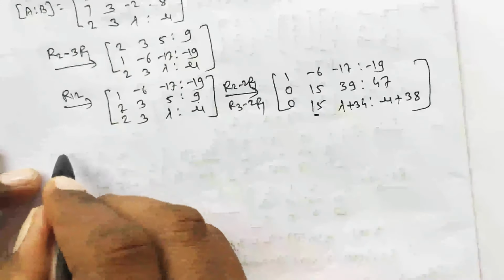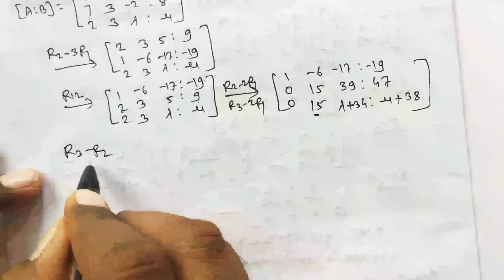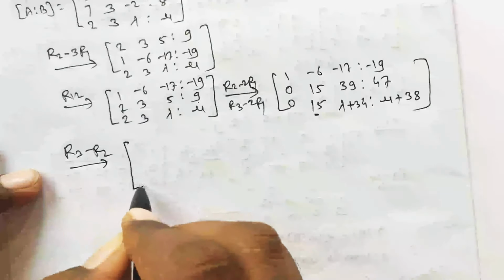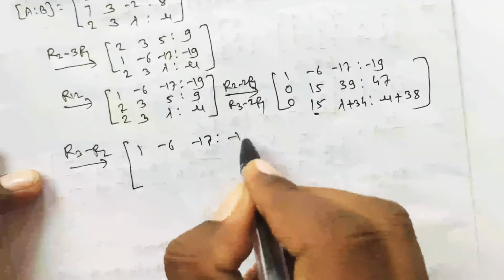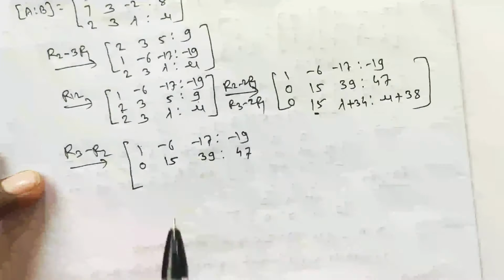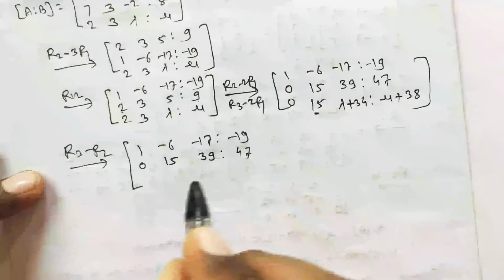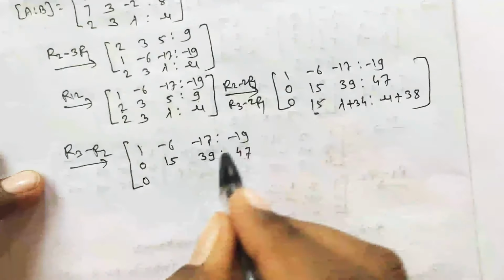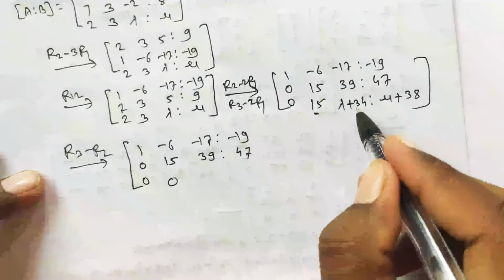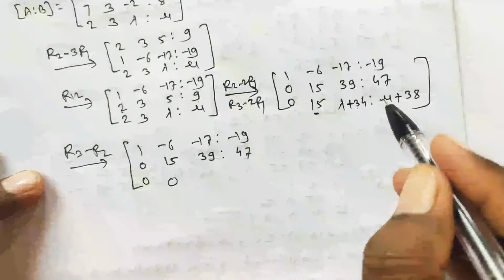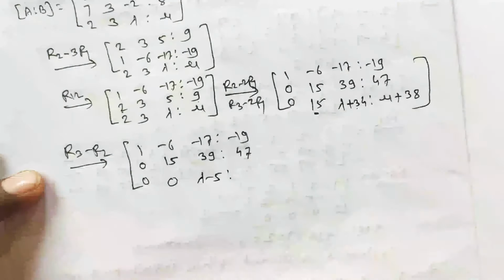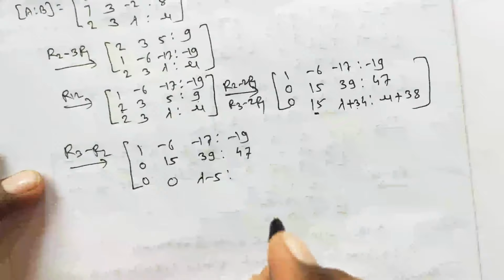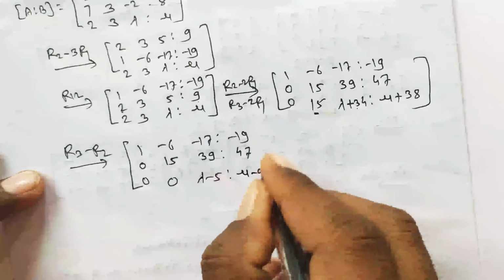So how to make this 15 0? For that we have to use operation R3 minus R2. Now if we use R3 minus R2 operation here, then we will get 1, minus 6, minus 17, minus 19. Second row as it is, that is 0, 15, 39, 47. And third row is 0, 15 minus 15 is 0 here. Then 34 minus 39 is minus 5, that is lambda minus 5. And 38 minus 47 is minus 9 here, that is mu minus 9.